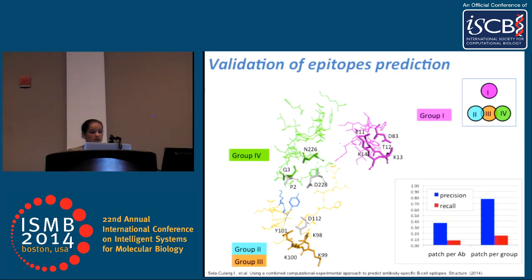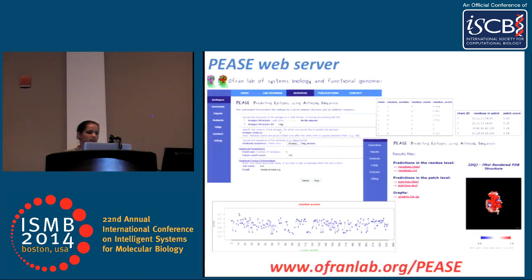We have also evaluated our predictions quantitatively, and you can see that the precision of the predictions was raised from almost 40 to almost 80% based on the incorporation of the data from the cross-blocking assay. PEASE is freely available on the web, and you are welcome to try it.